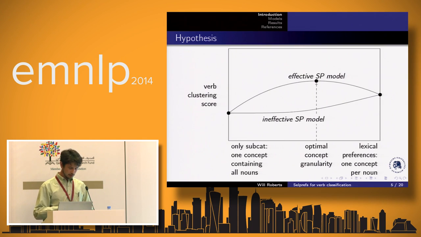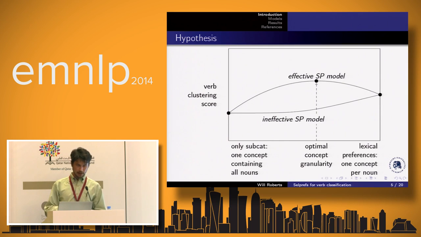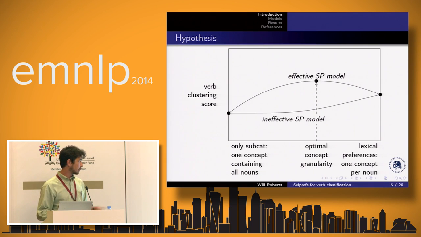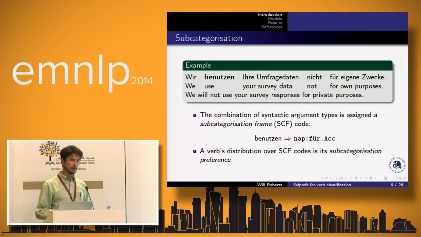So our primary hypothesis for this work is that the best performance on the automatic verb classification task, we're going to find, uses some kind of selectional preferences model that has generalization over nouns. In other words, a model with some intermediate granularity. And we hypothesize that such a model will do better than our baseline on the left and better than this lexical preferences model on the right.